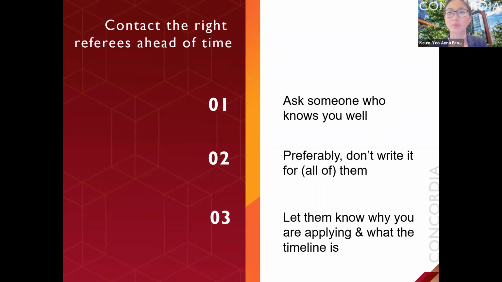Make sure to let your referees know why you're applying, what the timeline is, so that they can do a good job of preparing the letter in time for your application, and of course, showcase as many positive things about you as possible.